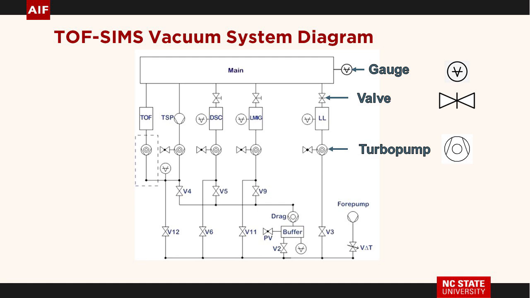This is a typical vacuum synoptic, is what it's called. This symbol is a pump, that's a valve, that's a gauge. And many of these are interactive. So if you click on this, you're opening the valve, something like that. If you don't have one, or it's your home-built system, you should have your own drawing of what it is.